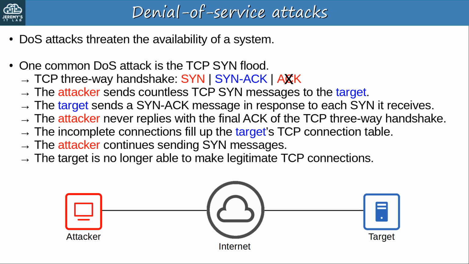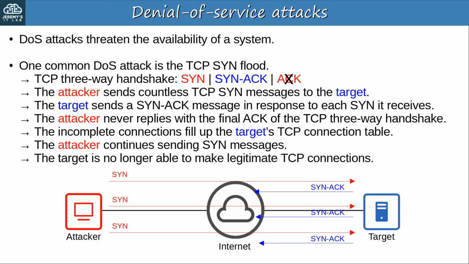Let me demonstrate with a diagram. For each SYN message the attacker sends, the target puts an entry in its TCP connection table and sends a SYN-ACK message, then waits for an ACK to complete the connection. But the ACK never comes. The attacker keeps sending SYN messages, and the target keeps sending SYN-ACK messages. Then the target's TCP connection table fills up, and the denial of service has been achieved.